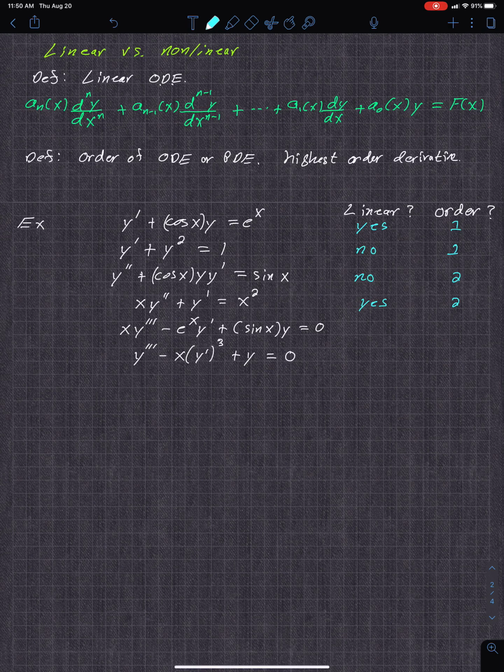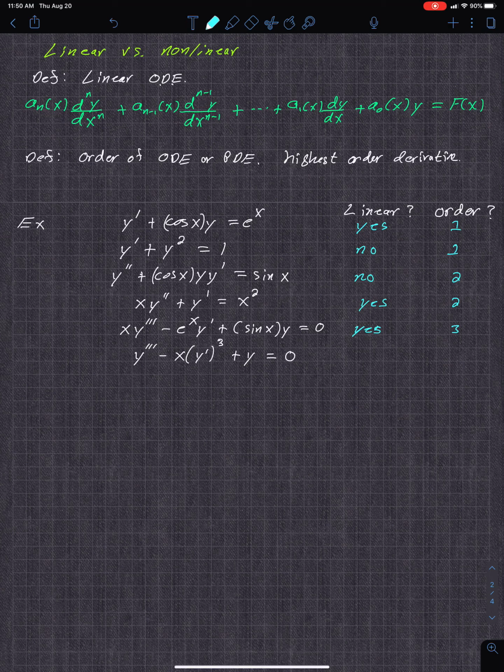Next one, is this one linear? This one looks funky, but is it? Triple prime, prime, and then just the function, just y. It's okay that you're missing a term, because the coefficient would just be 0. You're missing the y double prime, but that's okay because the coefficient is 0, just like a polynomial. So this is yes as well. This is linear, and the order is 3.